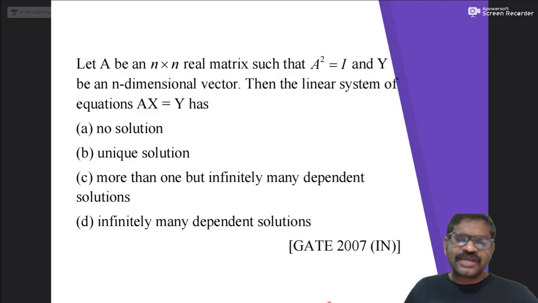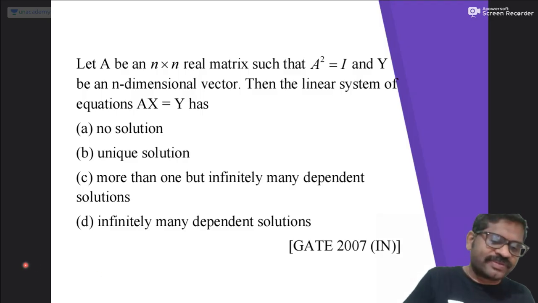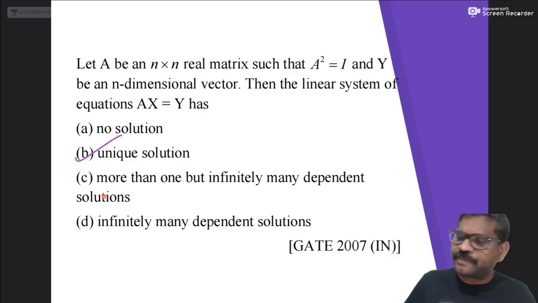Now, yesterday we have discussed this problem. Let A be n cross n matrix and A square equal to I. We got unique solution, right?